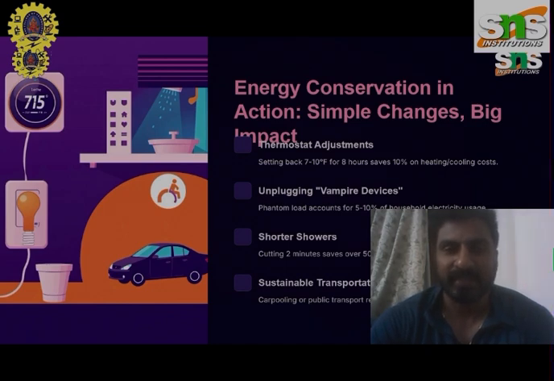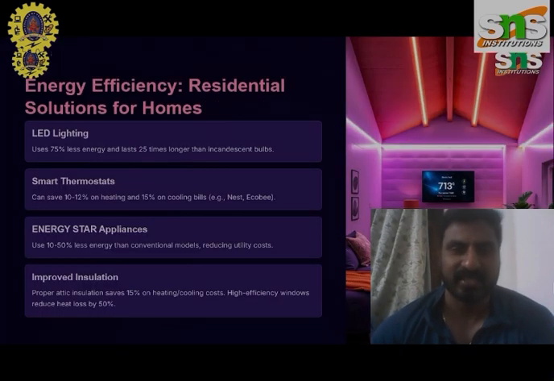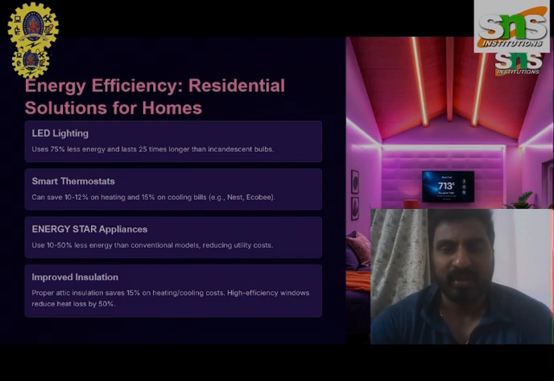Energy conservation in action: simple changes give big impacts. That means thermostat adjustments, unplugging vampire devices, shorter showers, and sustainable transportation. This gives higher efficiency. Energy efficiency is also a resilient solution for homes. We are going to replace all the lights with LED lights. An LED lighting system uses 75% less energy and lasts 25 times longer than incandescent bulbs. Smart thermostats can save 10 to 12% on heating and 50% on cooling bills.